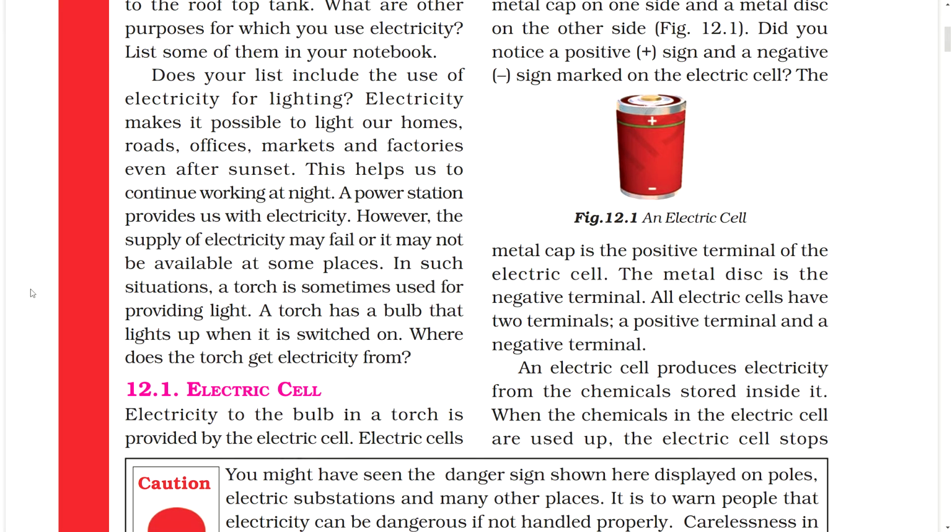The metal cap is the positive terminal of the electric cell. The metal disc is the negative terminal. All electric cells have two terminals, a positive terminal and a negative terminal. An electric cell produces electricity from the chemicals stored inside it. When the chemicals in the electric cell are used up, the electric cell stops producing electricity.